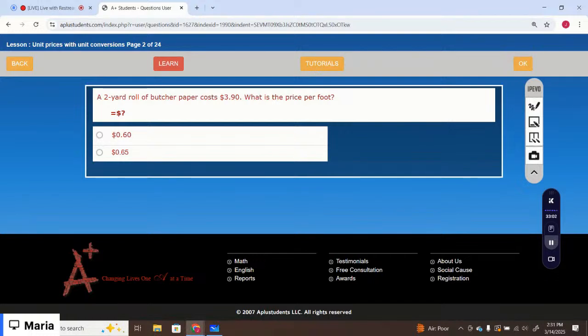A 2 yard roll of butcher paper costs $3.90. What is the price per foot? You are given the price in yards and you have to convert it into feet. So first we have to convert from yards to feet. 1 yard equals how many feet? 1 yard equals 3 feet.